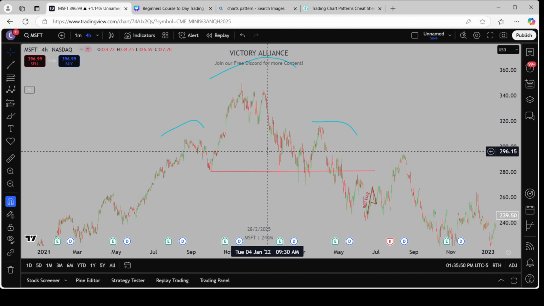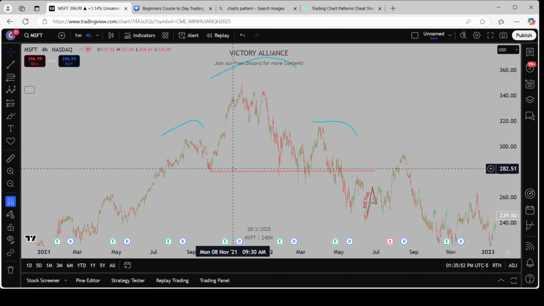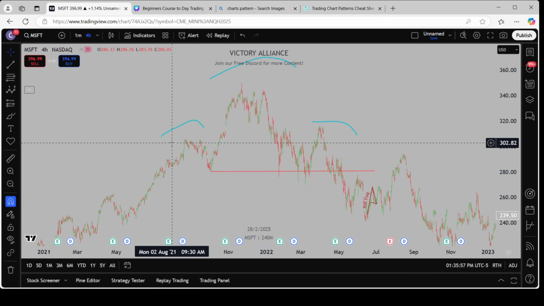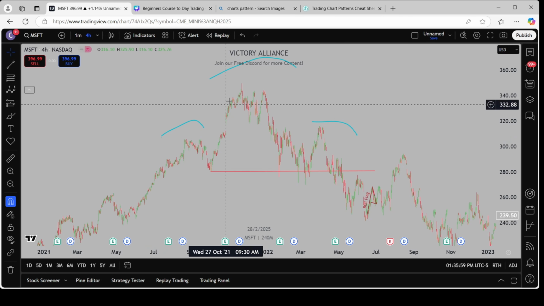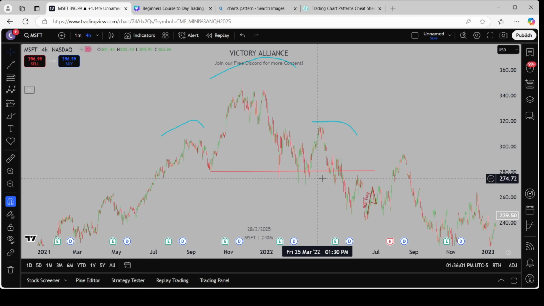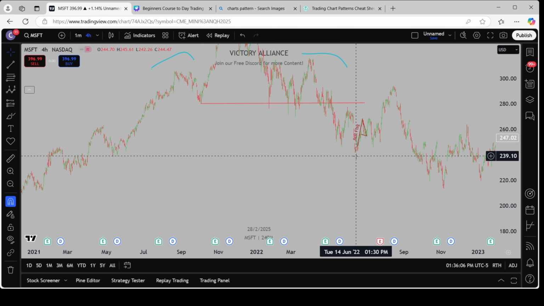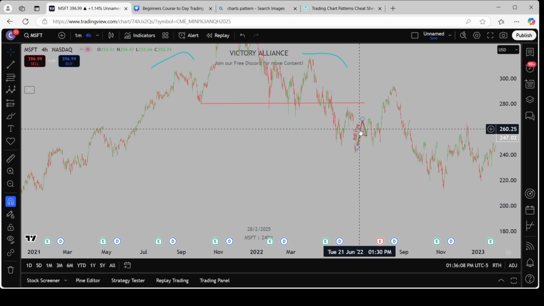All right. And it's not the cleanest head and shoulders pattern, but if you really look at it, you see it. You got the left shoulder, head, right shoulder. Once we break this level, we want to look to enter, and then we look to take profits. All right.